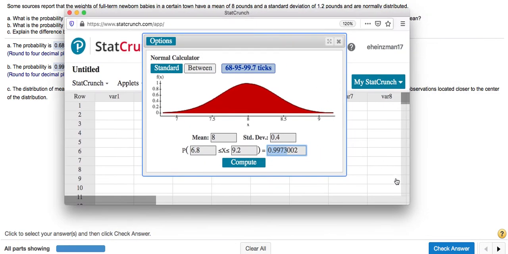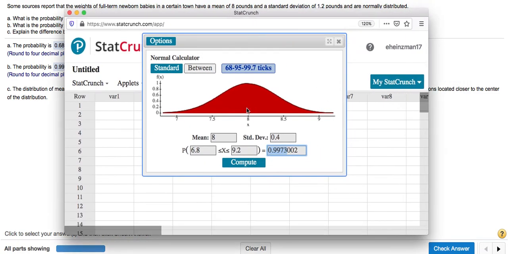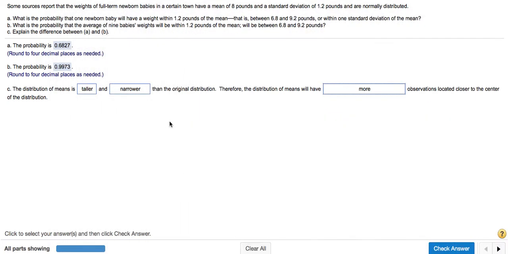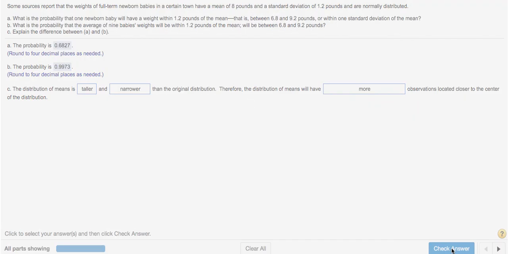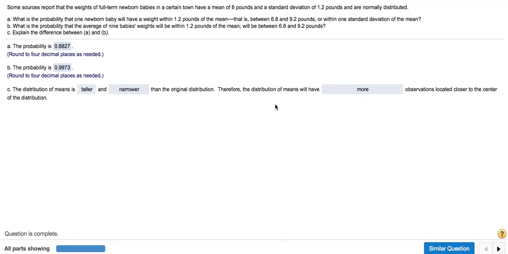It's kind of hard to see this because it's not scaled very well, but we're gathering up more information the same distance away from the center because the distribution became more narrow. So if I check my answer, that is everything that we need for this problem.